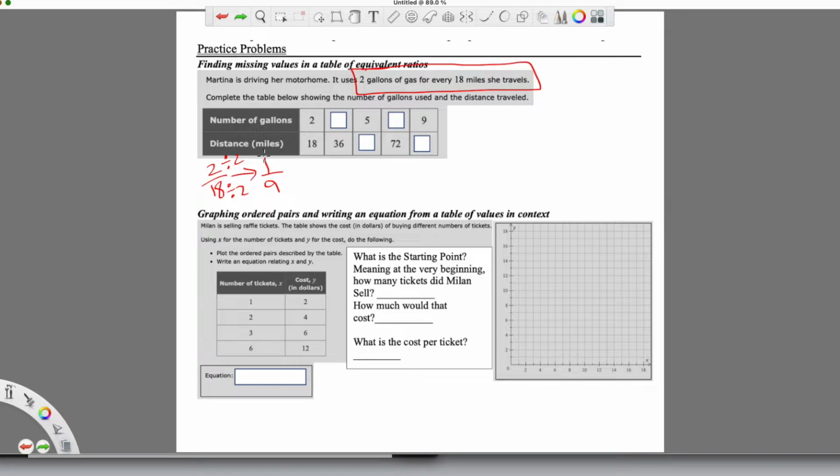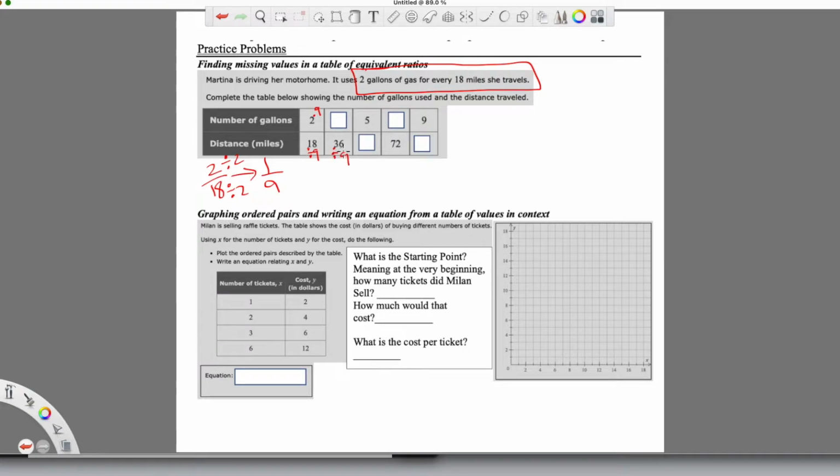So this is what we want to use. To apply this to the table, if I'm looking at the number of gallons, I'd multiply by 9, and that'll tell me the distance. 2 times 9 is 18. And if I'm looking at the distance, I'm going to divide by 9, because that'll tell me the number of gallons I used. 18 divided by 9 is 2. So it just depends on, am I given the distance or am I given the number of gallons? In this first one, I'm given the distance, so I'm going to divide by 9.